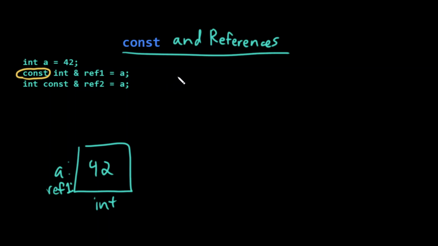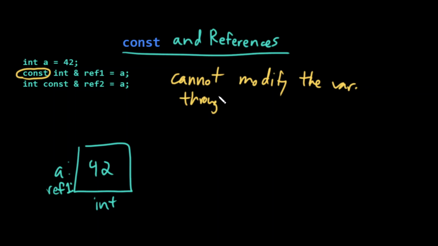Const with the reference means I cannot modify the variable through the const reference. So in this case, if I were to do something like a equals 21, this would be fine. Through a, because a is not const, I can modify this variable here.